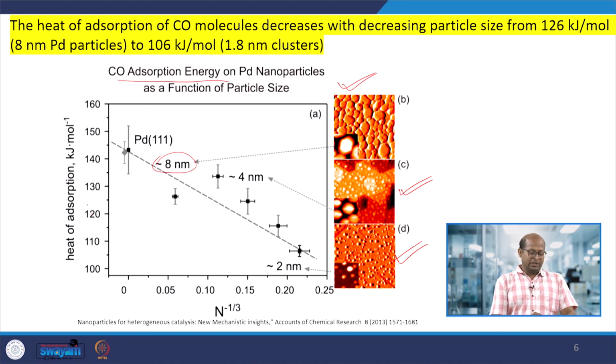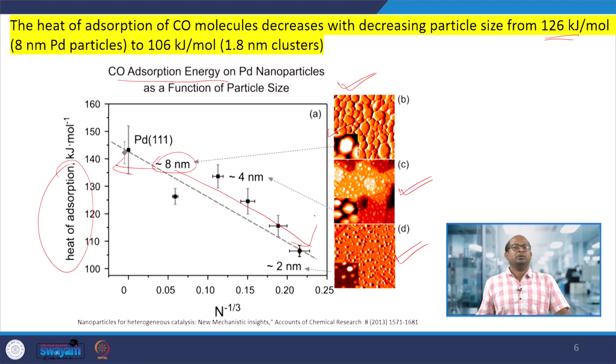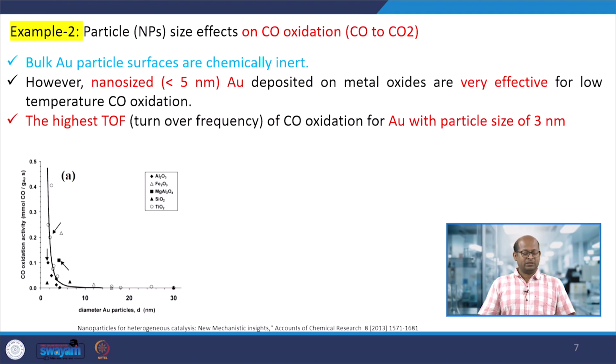So, here's the heat of adsorption. You can see the heat of adsorption when the material was 8 nanometers was close to 126 kJ, and as you gradually decrease the particle size or palladium size, the adsorption energy of CO2 on the surface of the catalyst decreases. After that, we will discuss CO2 conversions.